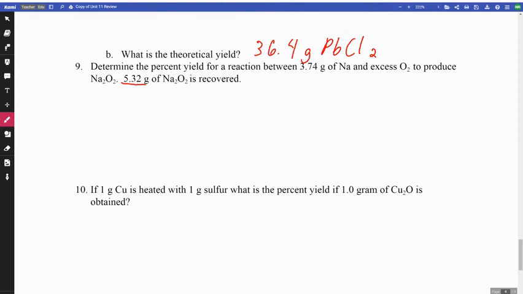Okay, so first things first, we need an equation. So we have Na and O2. So Na plus O2 yields Na2O2.